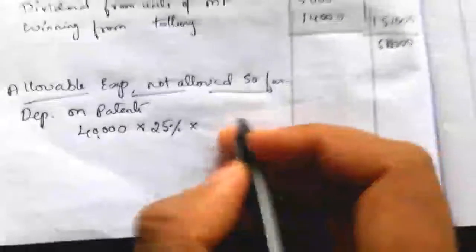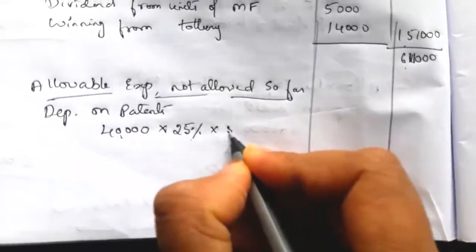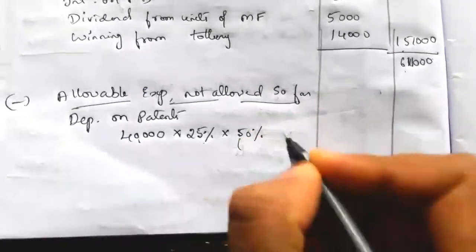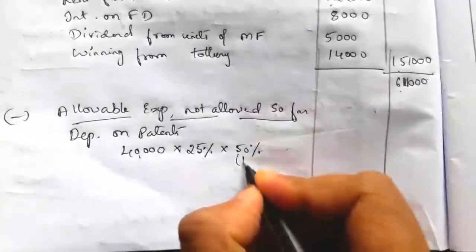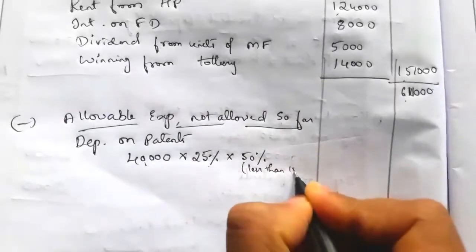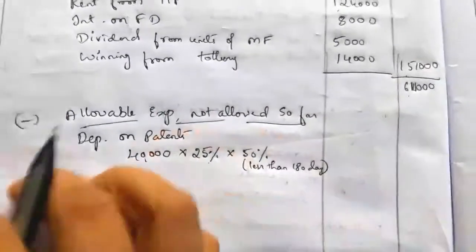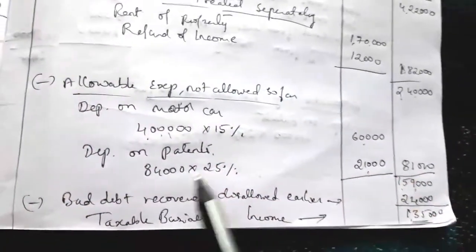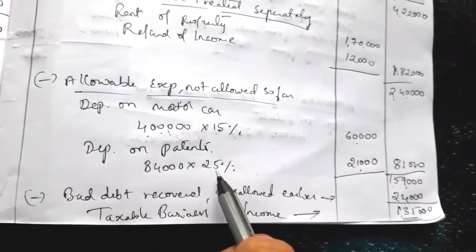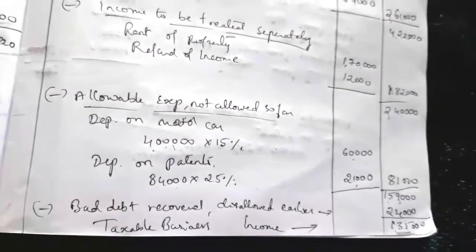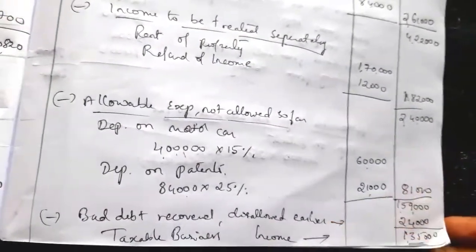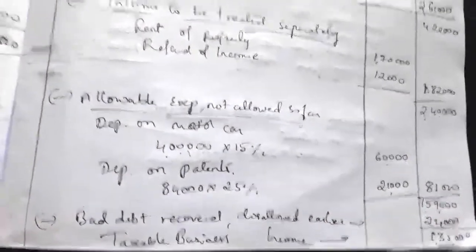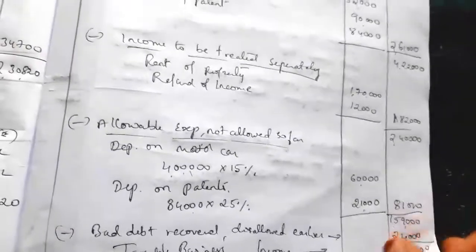So it is used less than 180 days, so we have to take 50% or 1/2. Here we have taken 50% because it is used less than 180 days. In the previous illustration we have not taken it. That is the previous illustration, solution number 9. Here we calculated depreciation on patents, 84,000 into 25%, and did not calculate 50% because they have not given the date of purchase of the patent. So it is assumed that it is used for more than 180 days.